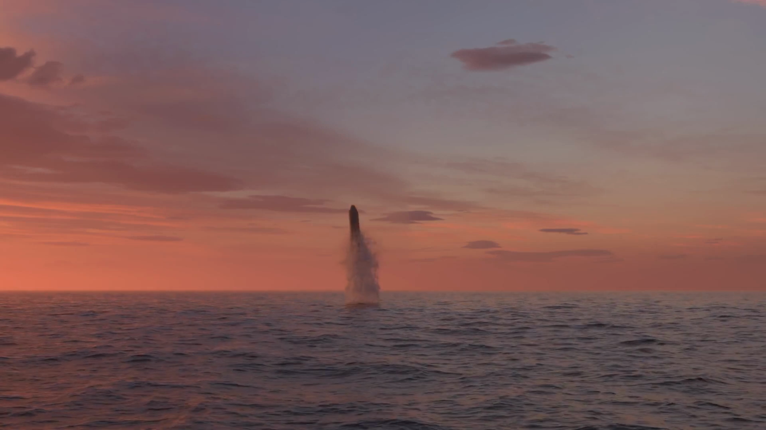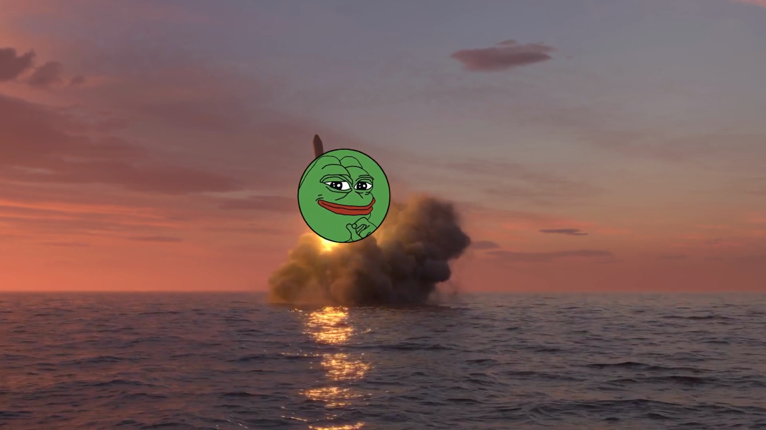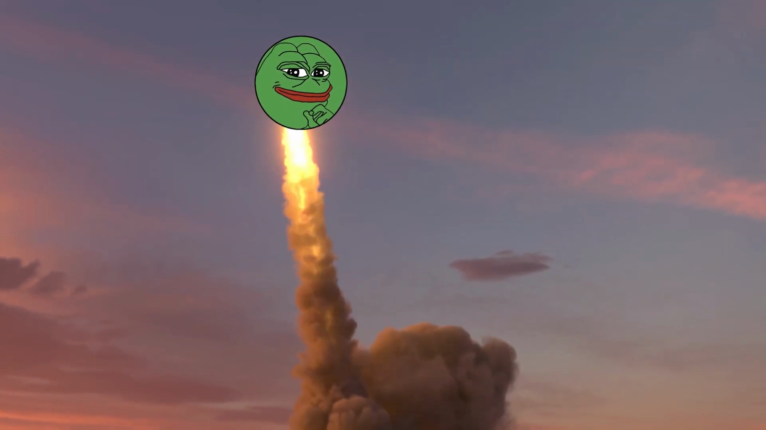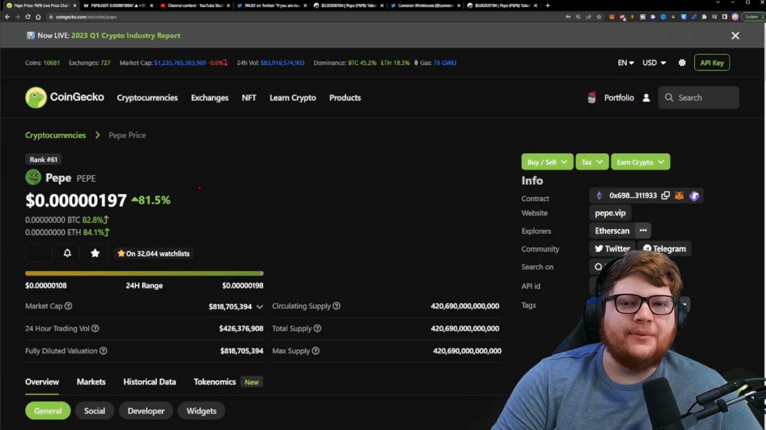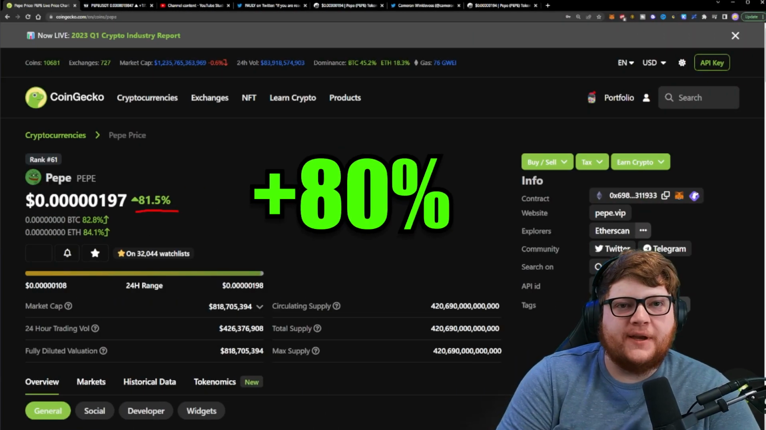Pepe has been going absolutely crazy the past couple days. We just saw Pepe pump like crazy in the past couple hours as well. Let's talk about what's going on for Pepe, what the future of the next couple days might look like. As you can see right now, Pepe is up over 80% over the past 24 hours.